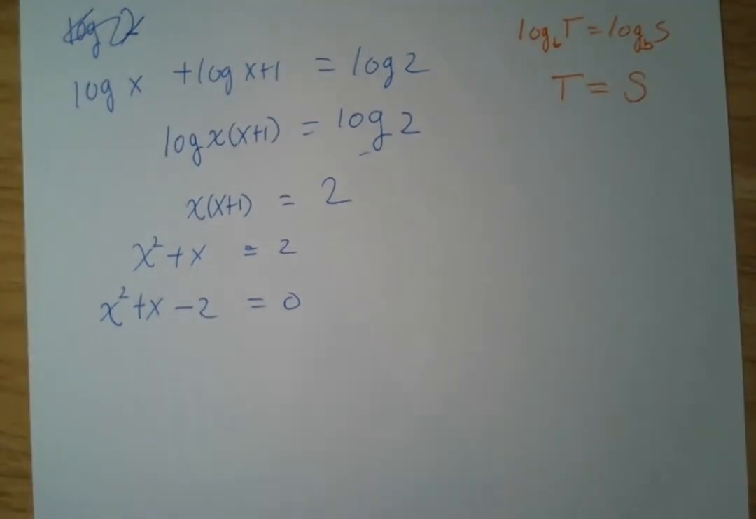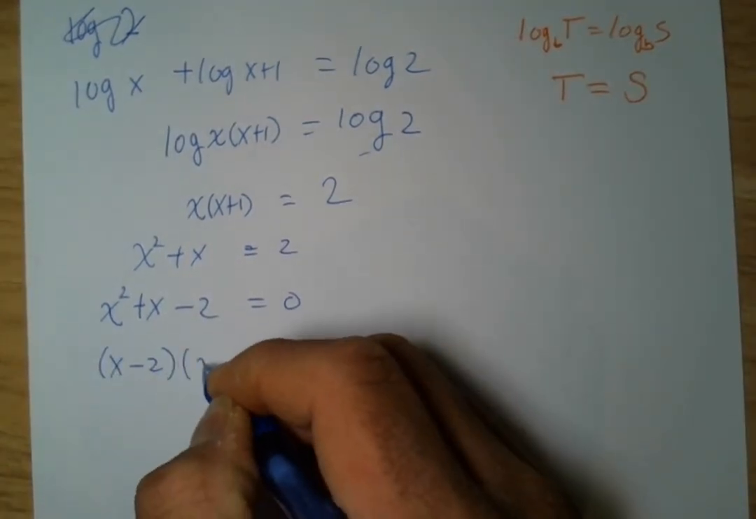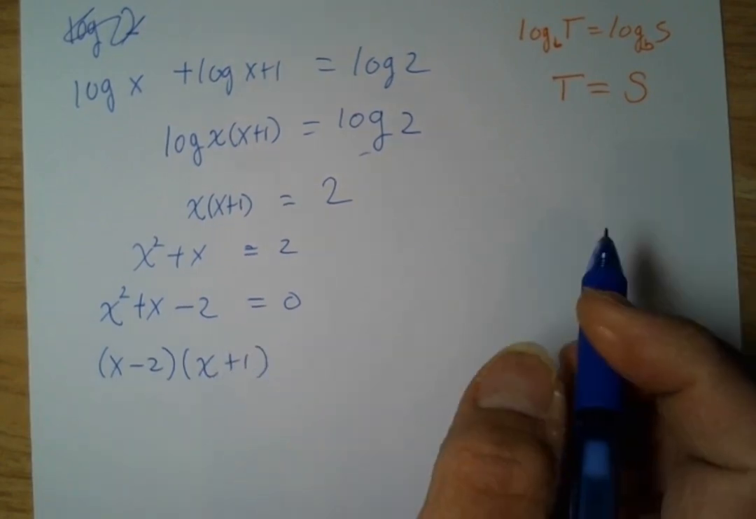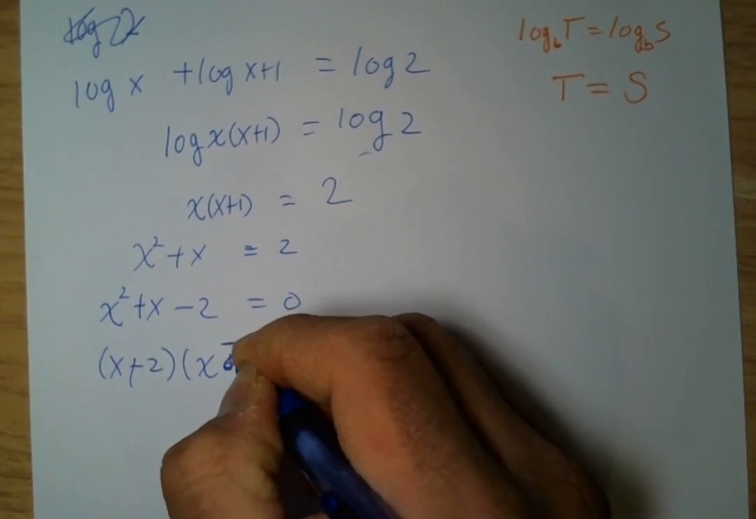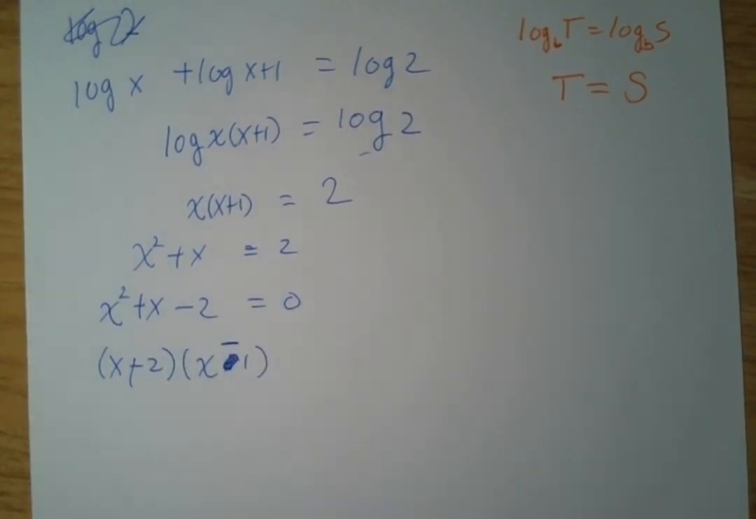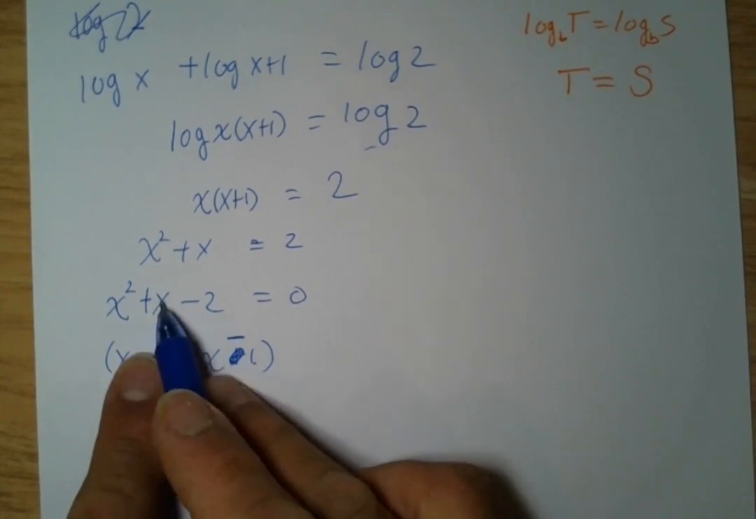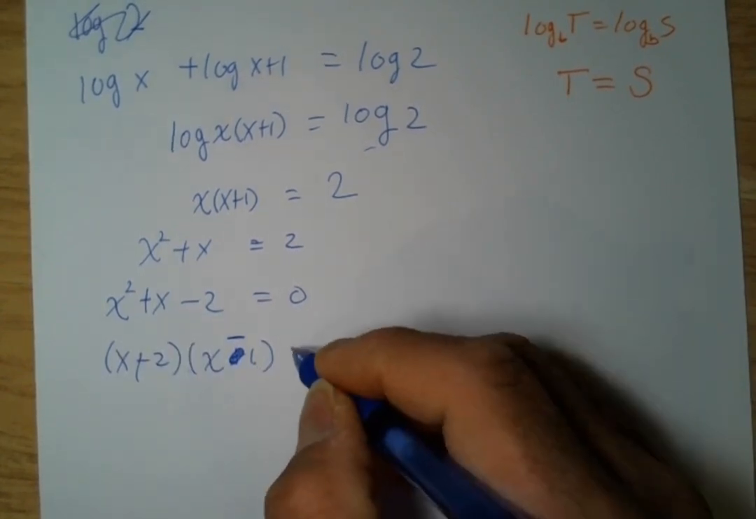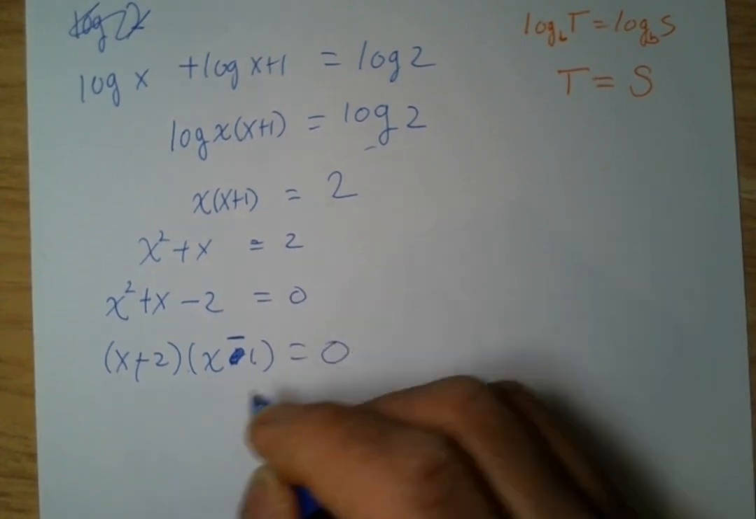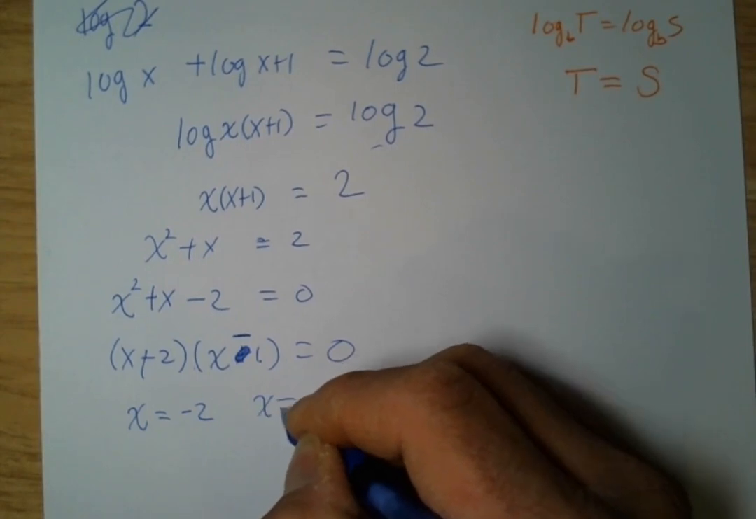All right, first thing is, can I factor this? And it looks like I can. x minus 2, x plus 1. Reverse. x minus 2. The middle term is positive, right? So we get negative x plus 2x. That gives me a positive x. The last term is -2. First term is x squared. Okay, so looking at this, we get x is equal to -2. x is equal to 1.